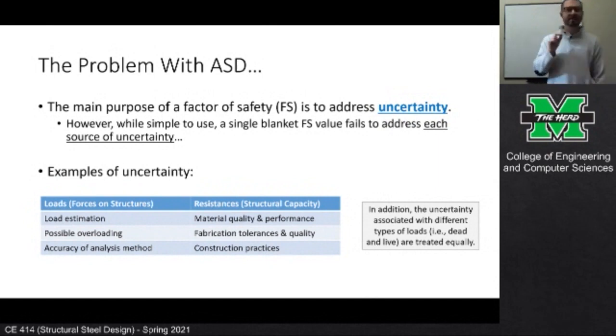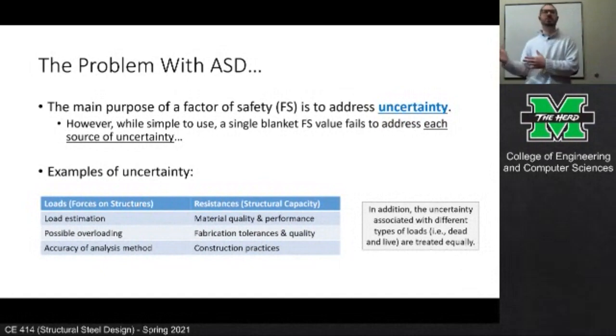Well, there's going to be differences in the material quality and the performance from one desk to another. There's going to be differences in the fabrication. I mean, when you fabricate an element, there's tolerances for where the holes are drilled. Even if they're drilled by a machine, machines are accurate to within a given tolerance. They're not laser perfect and precise 100% of the time.